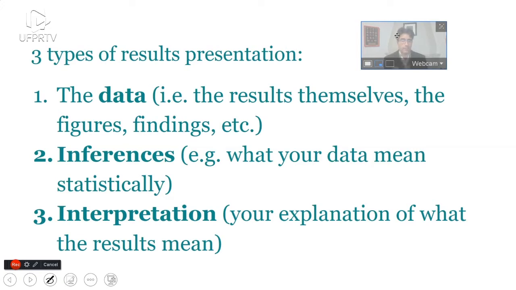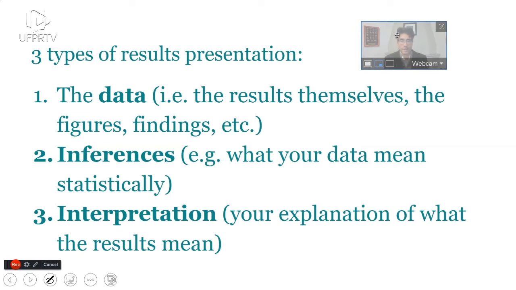Then you have what are called your inferences, and that's especially what you mean when you're talking about inferential statistics. So not just the data, but what they mean in terms of if you run the data through different formulas, different tests, to infer statistically significant meaning, for example, of a t-test or an ANOVA or a MANOVA or a regression or whatever. Those would be inferences drawn on the data.